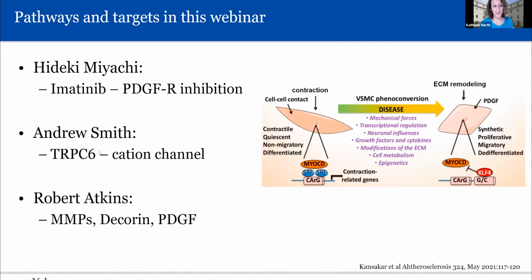So we'll hear more about these pathways. From Dr. Miyachi, we'll hear about Imatinib, which is an inhibitor of the PDGF receptor. From Dr. Smith, we'll hear about a cation channel that influences contractility and reinforces a smooth muscle phenotype. And from Dr. Atkins, we'll hear about some matrix remodeling mechanisms that will influence cell-cell contacts and cell phenotype. So I'm very much looking forward to these next talks.